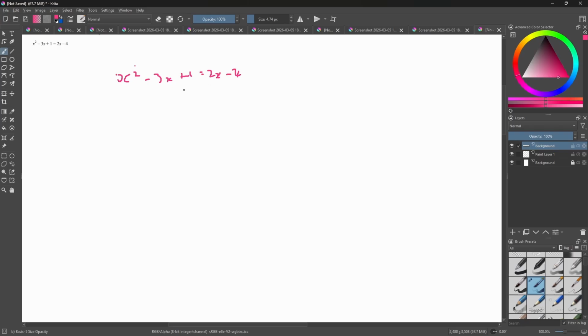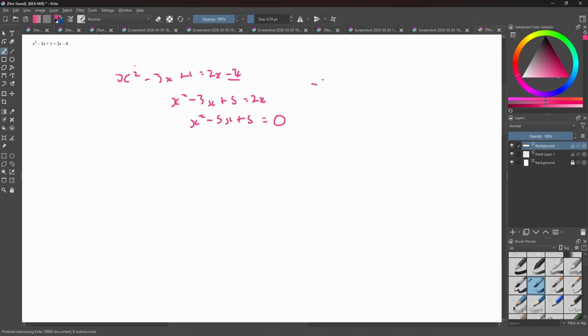So what we want to do is, because we've got negative 4 here, we want to add 4 to get rid of it, and that also adds 4 to this side. So we've got x squared minus 3x plus 5 equals 2x. Now, because we've got 2x here, we want to subtract the 2x to get rid of it, because it's a positive 2x. So that gives us x squared minus 5x, because minus 3 minus 2 is minus 5, plus 5 equals 0.